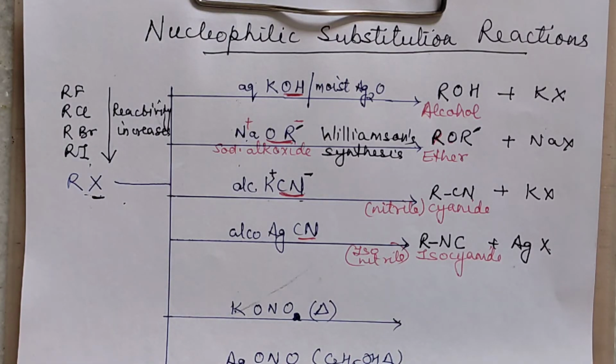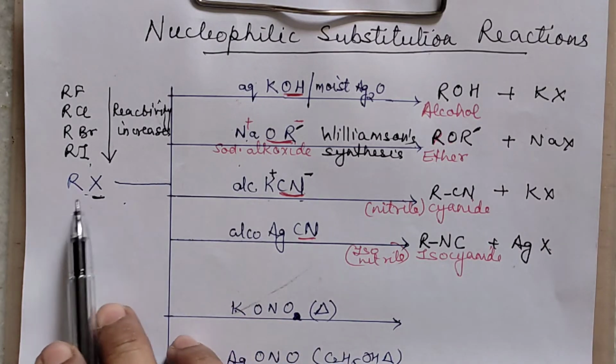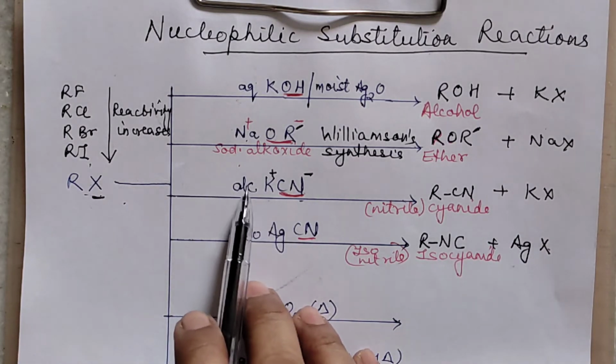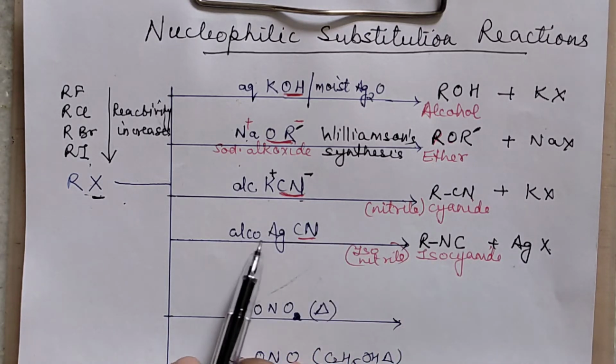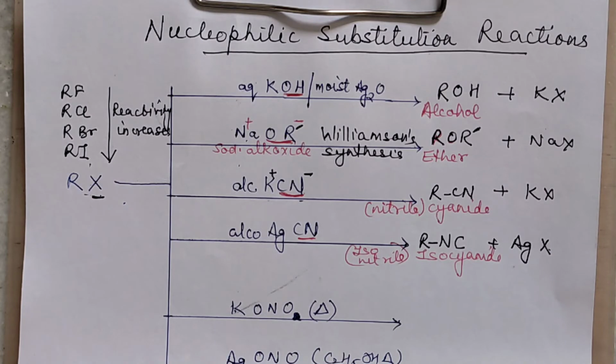Now there is a doubt, and wherever there is a doubt, there has to be some explanation. So what is the explanation given here? It's an important reason question, asked even in boards. The question is: alkyl halides with alcoholic potassium cyanide give cyanide, but with alcoholic silver cyanide they give isocyanide.